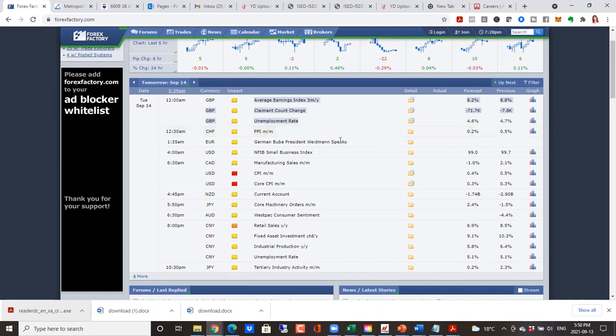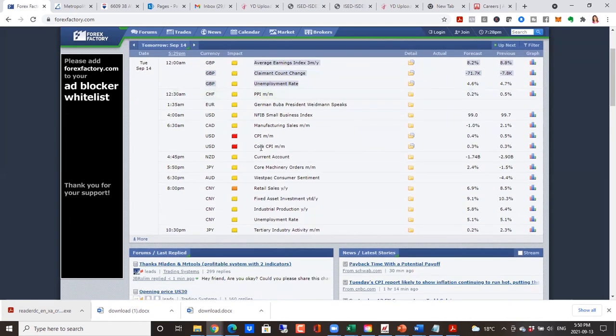In addition to that, we also have CPI numbers here. These numbers are, again, very important. With inflation going up across the board, we are expecting numbers to be higher here. So any kind of higher numbers than what we see here would be positive for the US dollar, because then the expectation would be that the Fed would be forced to either raise rates or cut back on asset purchase programs. So both of those would be positive for the US dollar.